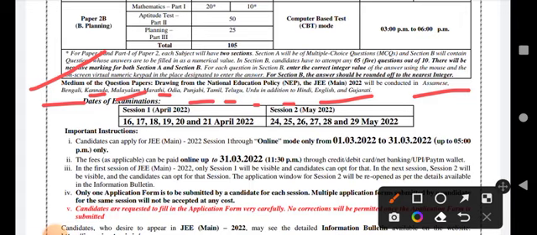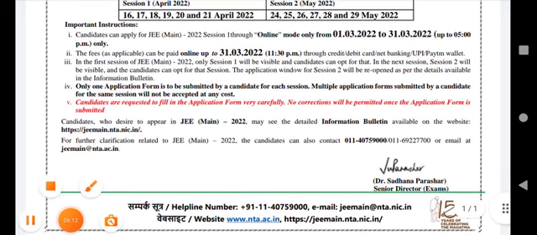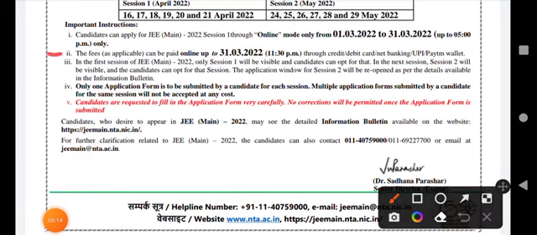The last date to make the payment is 31st March. You need to apply online from 1st March to 31st March, and the fee should be paid through credit card, debit card, UPI, or Paytm wallets.